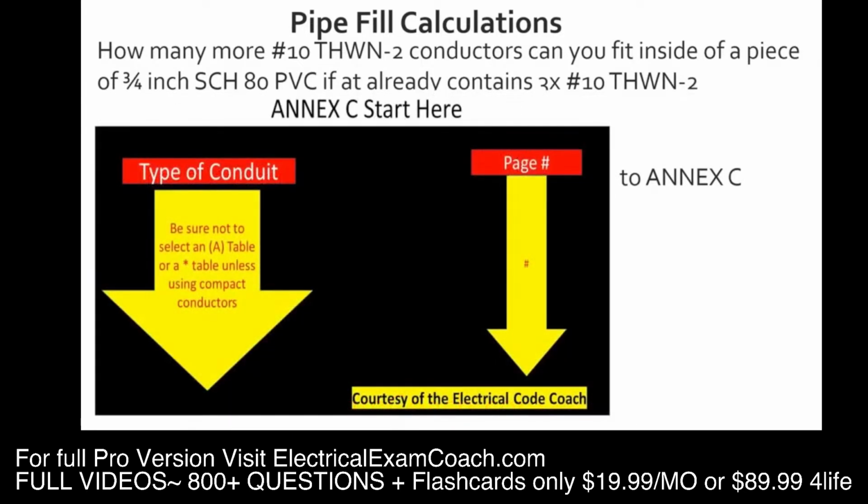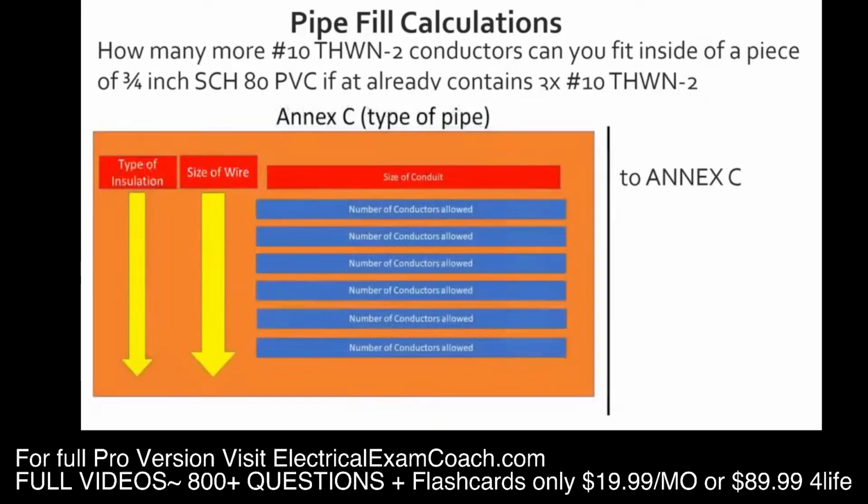When we get to Annex C at the Start Here table, we're going to start on the left-hand side until we find our type of conduit. Then we're going to verify that we're not in the A version of that conduit. We're going to slide over and find our page number. Then when we get to the table, we're going to read the black bold heading to make sure that we're in the right table.